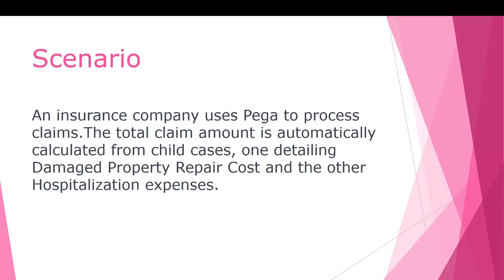An insurance company uses Pega to process claims. The total claim amount is automatically calculated from child cases. One detailing damaged property repair cost and the other hospitalization expenses.